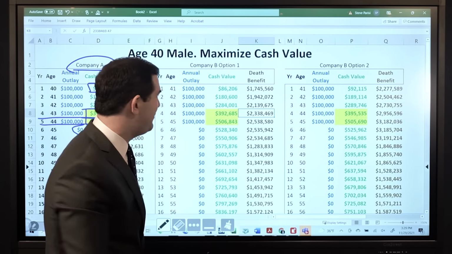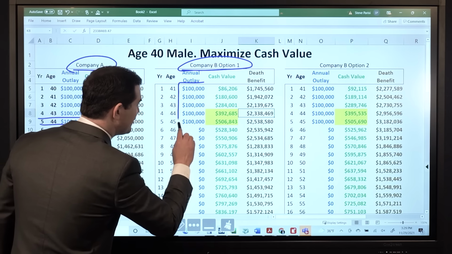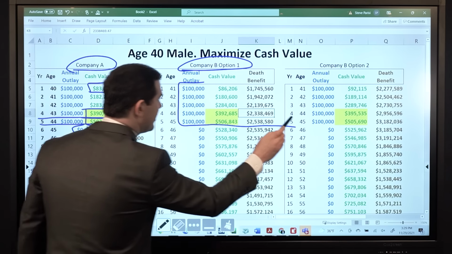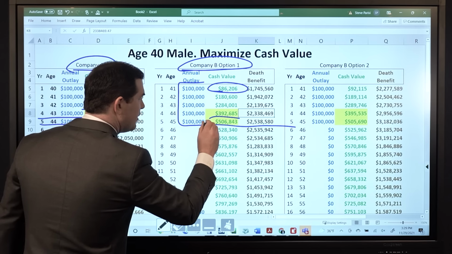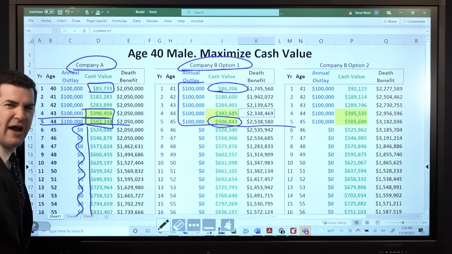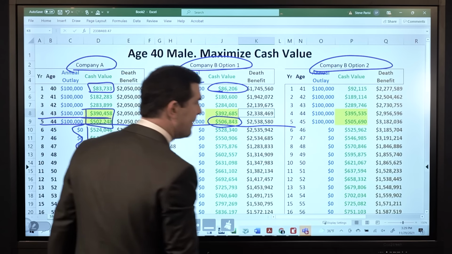Then we see company B, option 1. It's fun stuff, isn't it? $100,000 per year for 5 years. There we go. $86,000 right off the bat. Breaking even, also year 5, between years 4 and 5. Here's option 2 with company B.